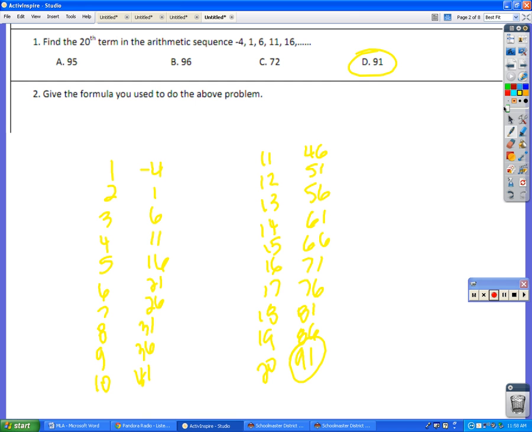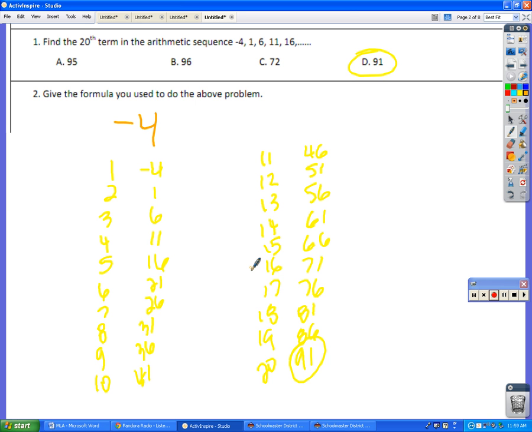Okay, so 91. So that's one way that you can do that problem: you can just say, okay, I want the 20th term. I'm going up by 5s each time, so I'm just going to write it out until I get the one that I need, 91. The easier way to do it, it says give the formula that you used to do the above problem. So here's the way you would do it with the formula.